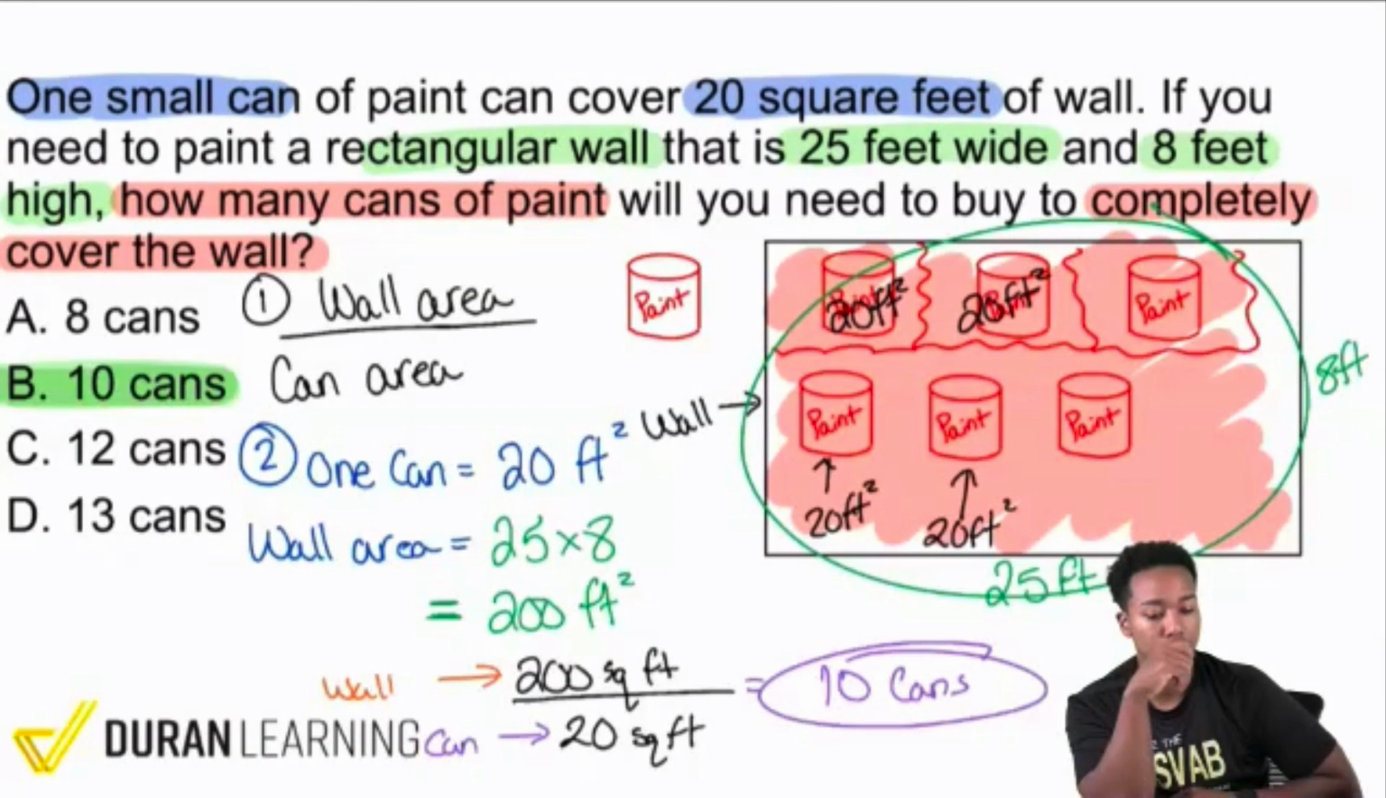Hey, Frida, that works too. Oh, no, that's perimeter. That wouldn't work, because we're talking about area here.